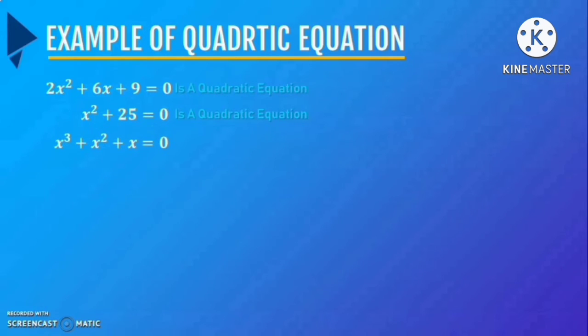What about this? x cubed plus x squared plus x equal to 0. It's not a quadratic equation because there is an x cubed term, and that is not allowed in a quadratic equation. Next, 4x plus 20 equals 0 is not a quadratic equation because there is no x squared term. In other words, a equals 0, which means it cannot be quadratic.